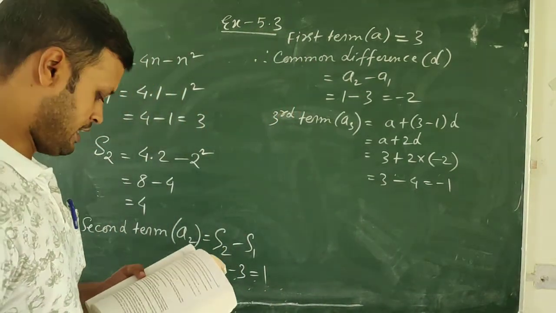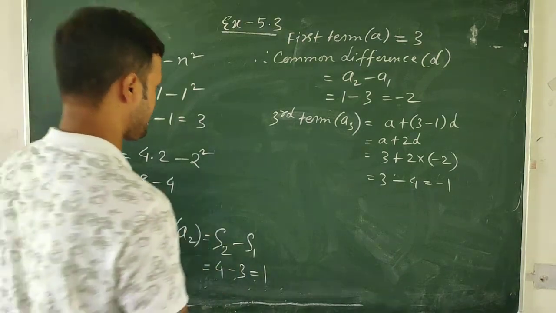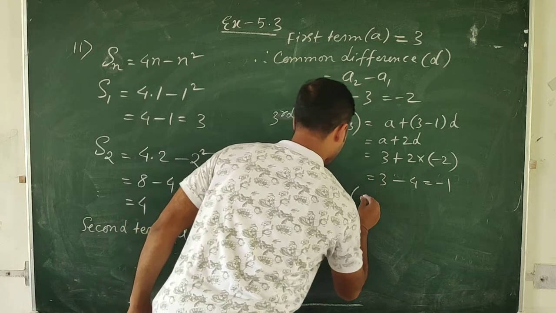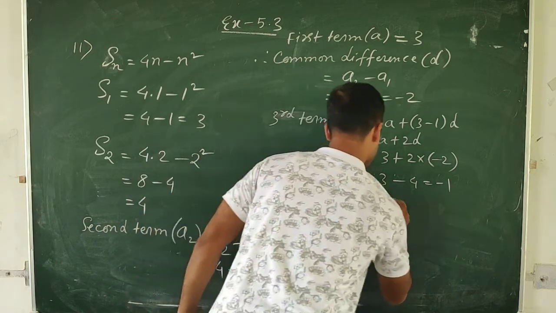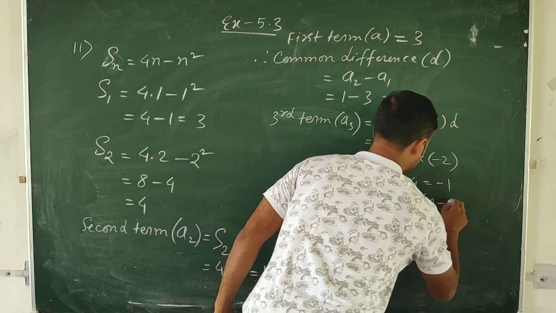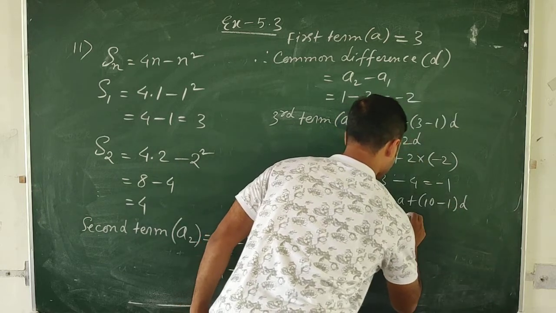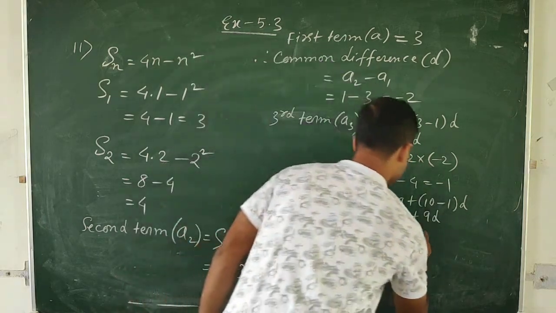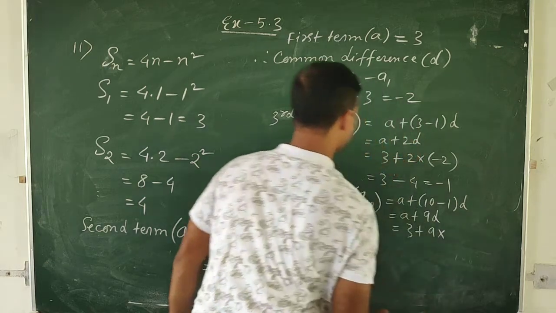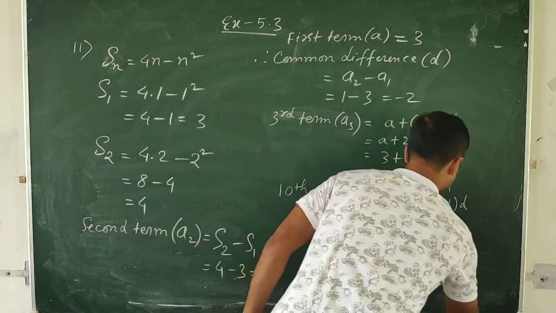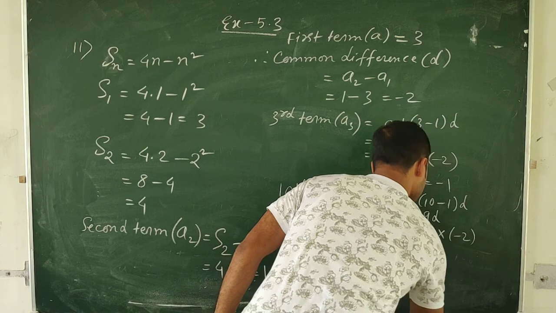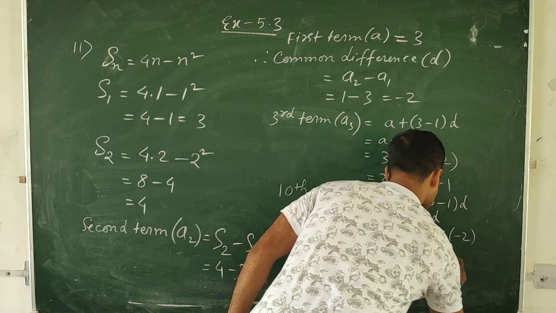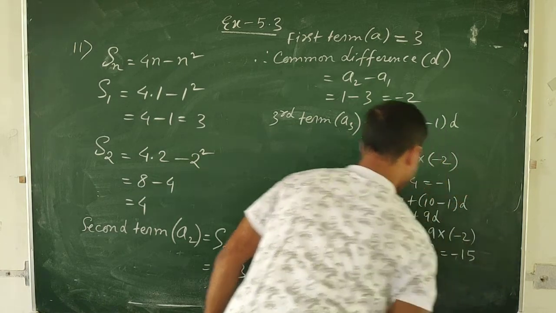Next we find out the 10th term. A10 is equal to A plus n minus 1 into D. So A plus 9D. A means 3 and 9 into D, D means minus 2. So 3 minus 18 is equal to minus 15.